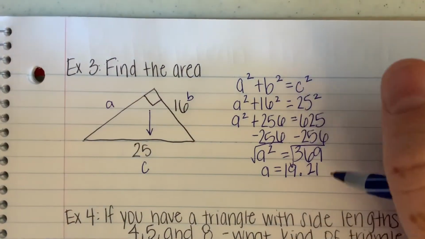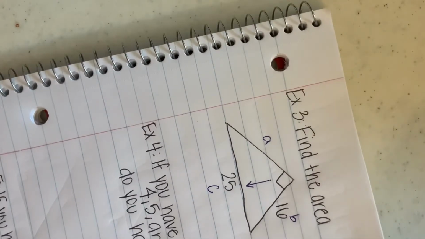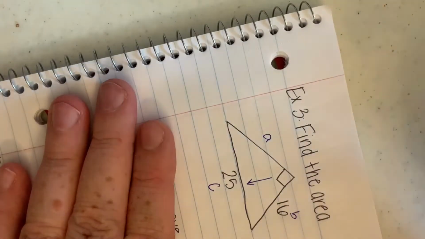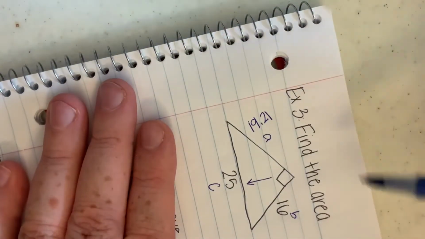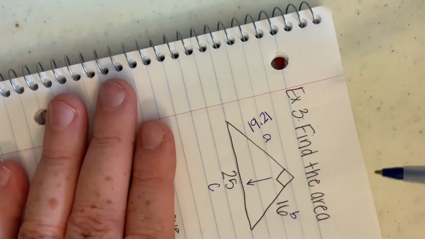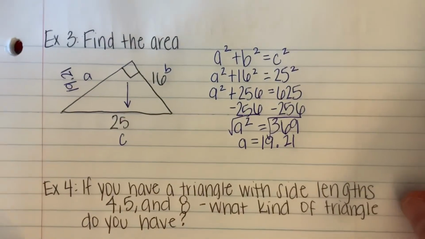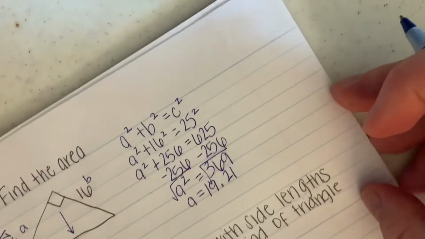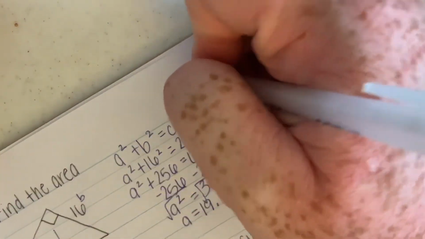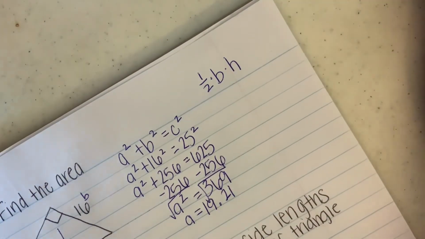And the reason I'm doing this step first is if I turn this triangle around, ignore that for now. So I now know that this is 19.21. Remember, my goal is to find the area. Now I have the information I need to find the area. Because remember the area of a triangle? The area of a triangle is 1/2 base times height.